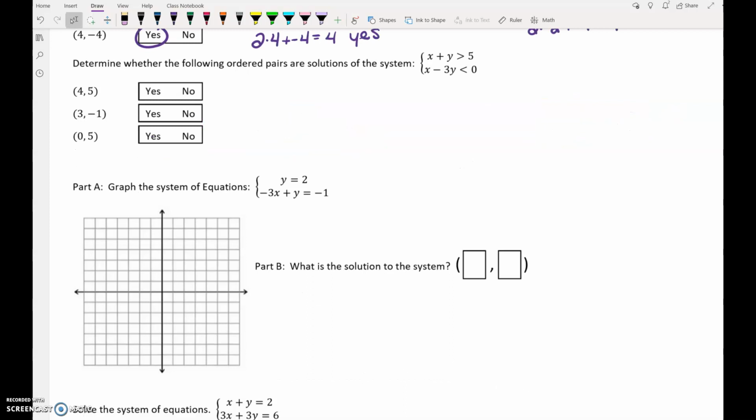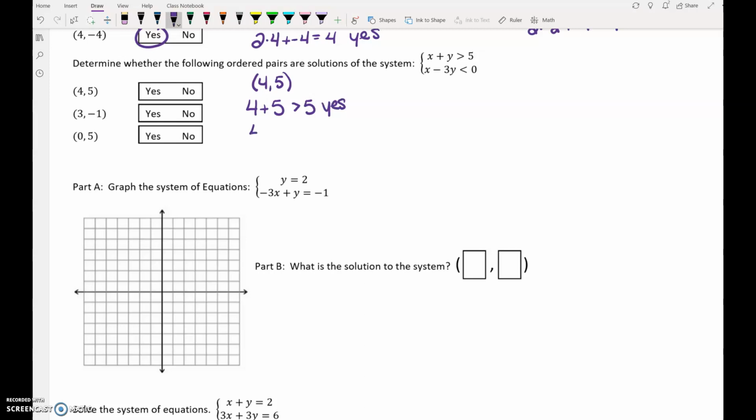This time we have a system of inequalities and we have 3 ordered pairs. So I'm going to start with the ordered pair 4, 5. And we need to test to see if when we put 4 in place of x and 5 in place of y, if these inequalities are true. So if I plug 4 in place of x, 5 in place of y, is 4 plus 5 larger than 5? Yes. So we're good for the first inequality.